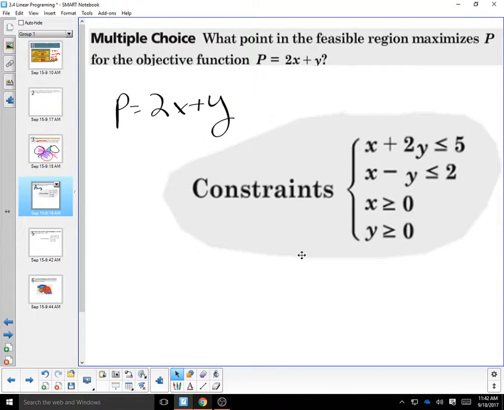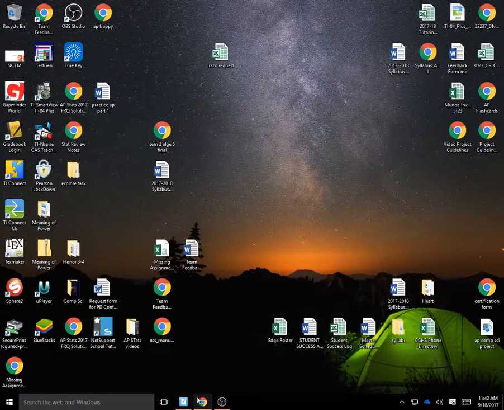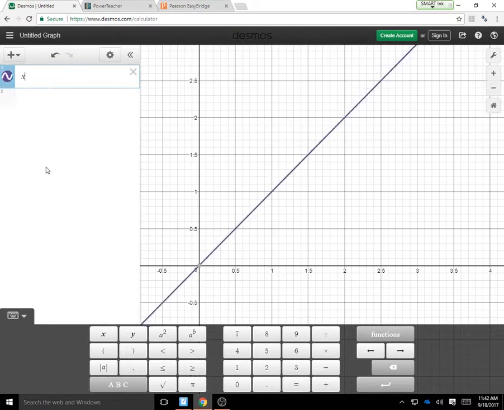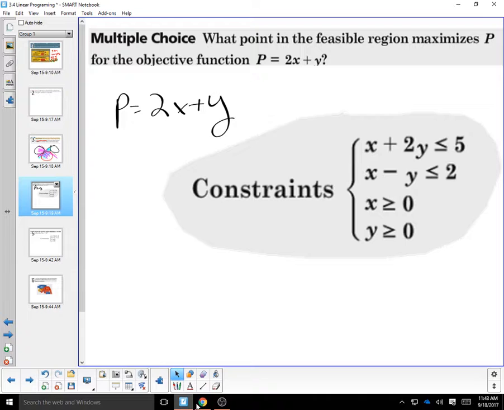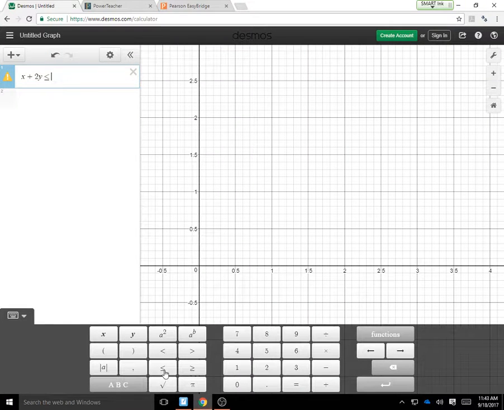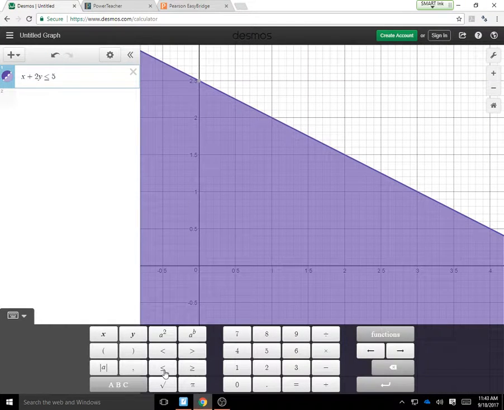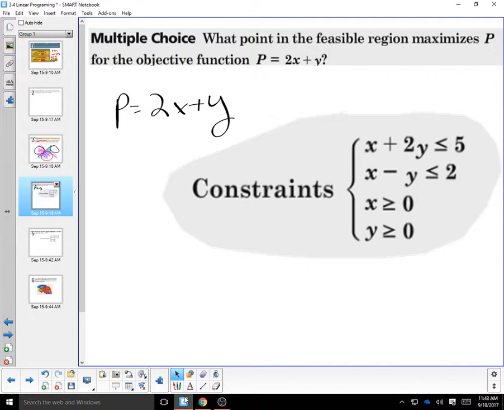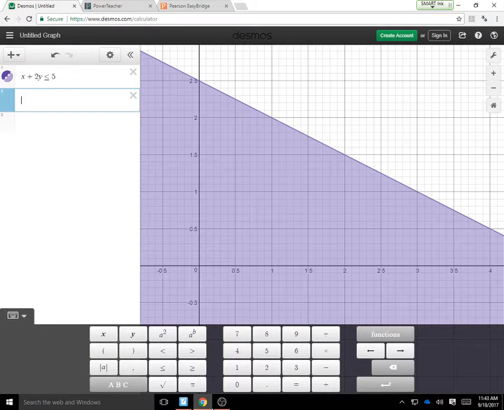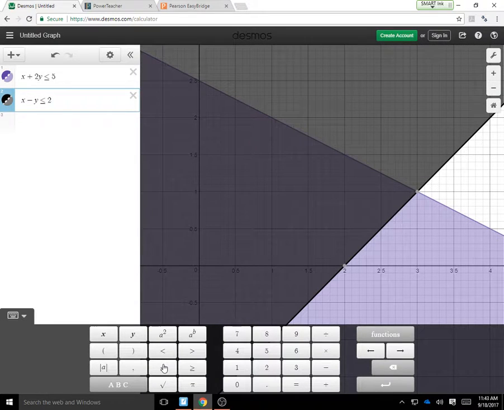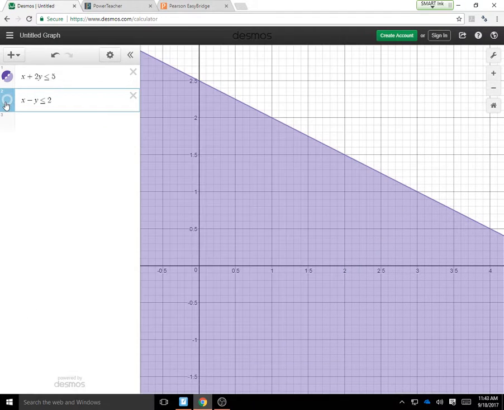I am going to graph the other two constraints. The first one says x plus 2y is less than or equal to 5. So there's one of them. And the other one says x minus y is less than or equal to 2. Oh, that's gross. Can we get another color in there?